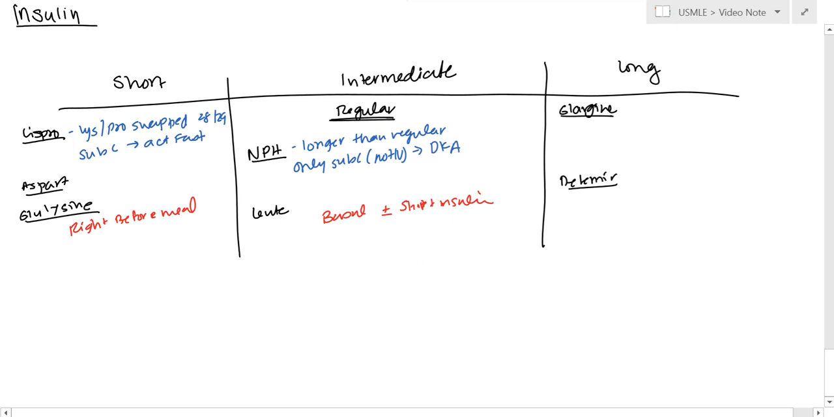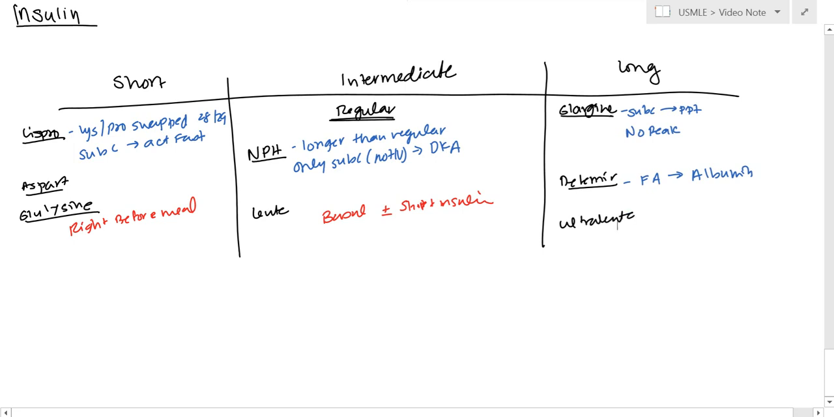Glargine, it's given subcutaneously, and it actually precipitates, and then it's slowly given off over a period of time, so there's no peak. And with Detemir, it's just attached to some fatty acids, which are bound to albumin. And so then it's able to stay in there for a while, and actually you even have Ultralente as well.